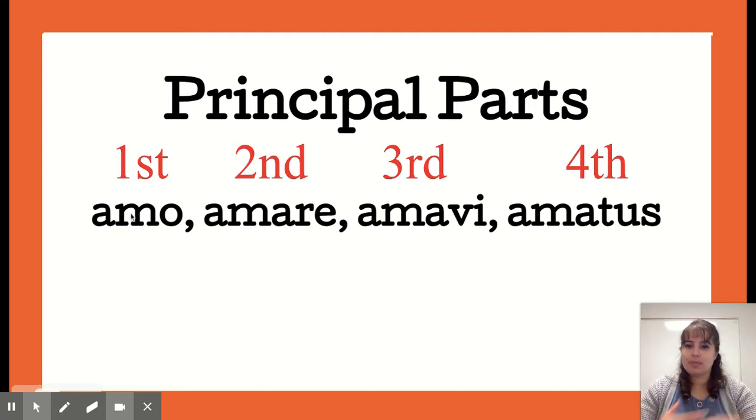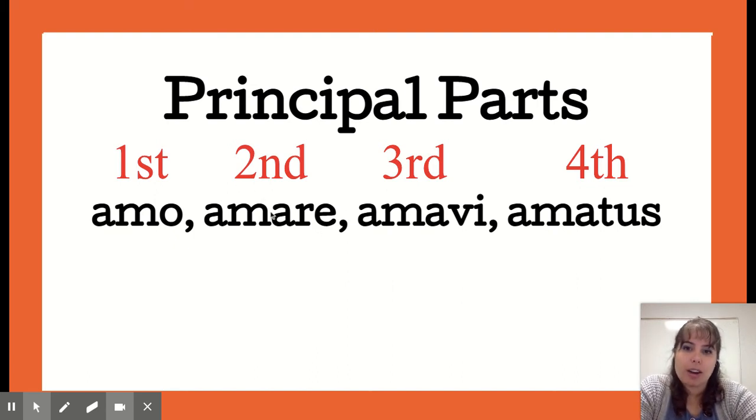So amo, this is the I form of the verb. So in this case, amo is going to mean I love in the present tense. The second principal part is our infinitive form. This is kind of that basic form of the verb that just gives us the action. So it will always end in re. So amare is going to be our form that means to love.